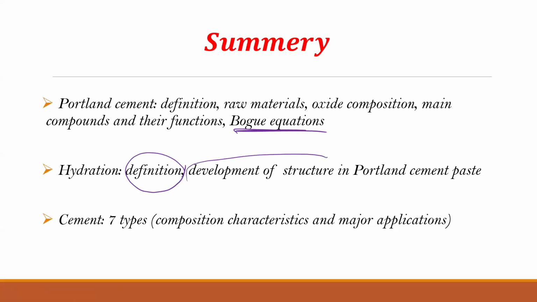Development of structure in Portland cement paste. So we discussed the strength gain and the heat produced. These are very important: how the heat is gained, and also how the strength is developing. And also we discussed 7 types of cement and their composition, characteristics and the major applications. We discussed admixtures as well.